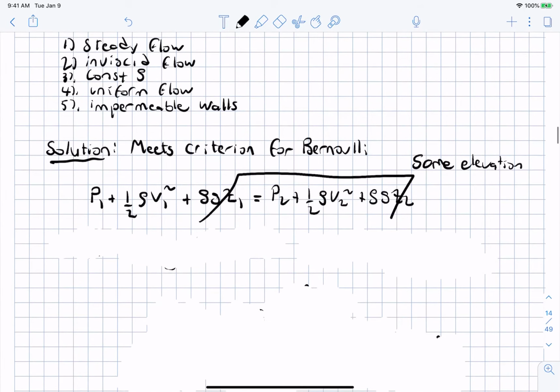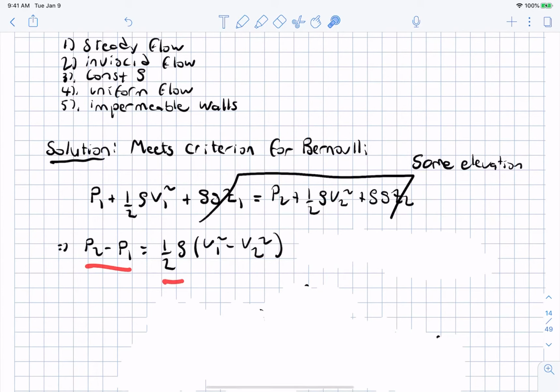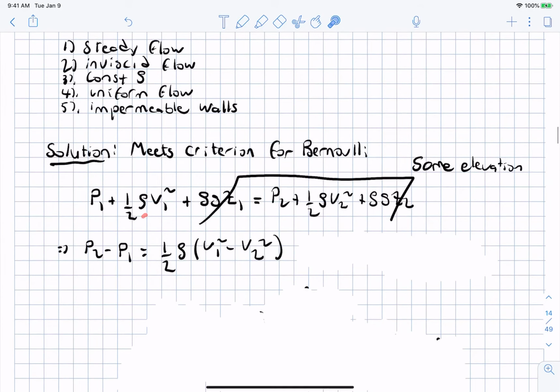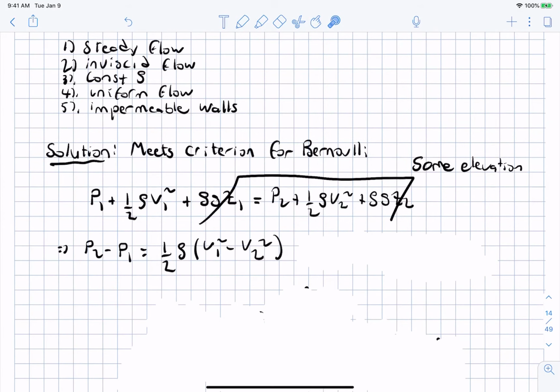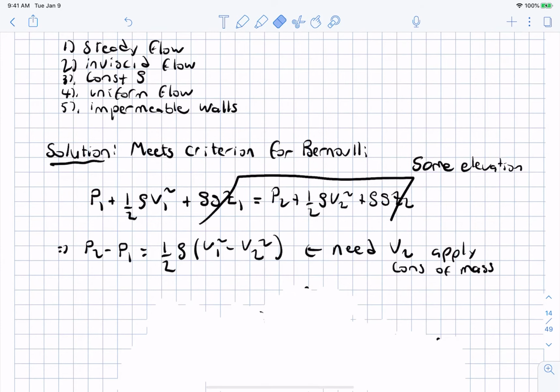So we basically have our P1 and P2 here, and we just solve for the pressure difference. In doing that, we find that the pressure difference is just 1/2 rho, again, it's constant rho, so it's the same here as it is over here, times the difference between the velocities squared. Okay, unfortunately, we don't know V2. And to find V2, we need to apply conservation of mass.